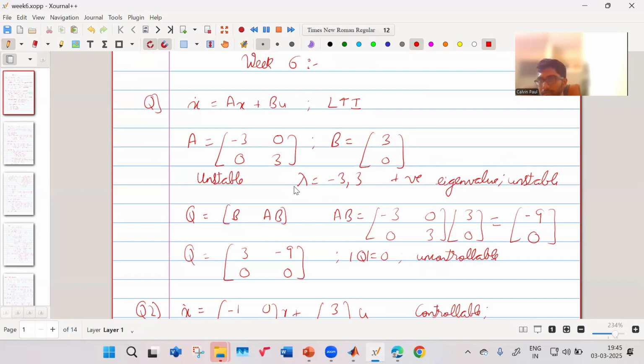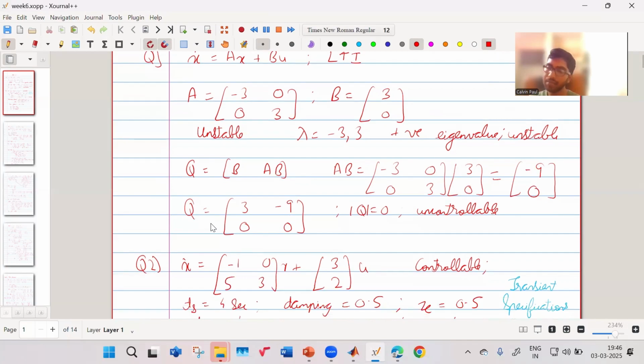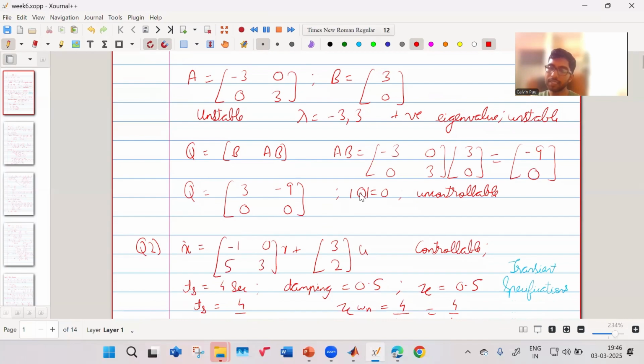I could do the design, but a simple precautionary thing which we must do first is find the controllability matrix. How do we find it? We do B and AB, because it is second order. When we found the controllability matrix, we found that the determinant of Q is equal to 0. That means its rank is not 2, its rank is 1. So it is no longer full rank, and hence the system is uncontrollable.